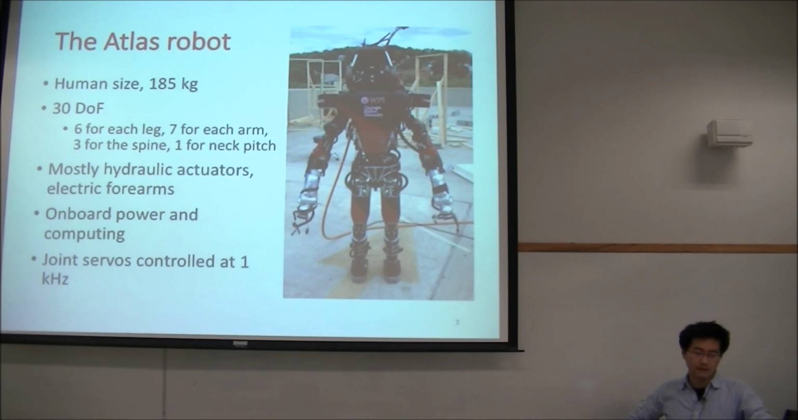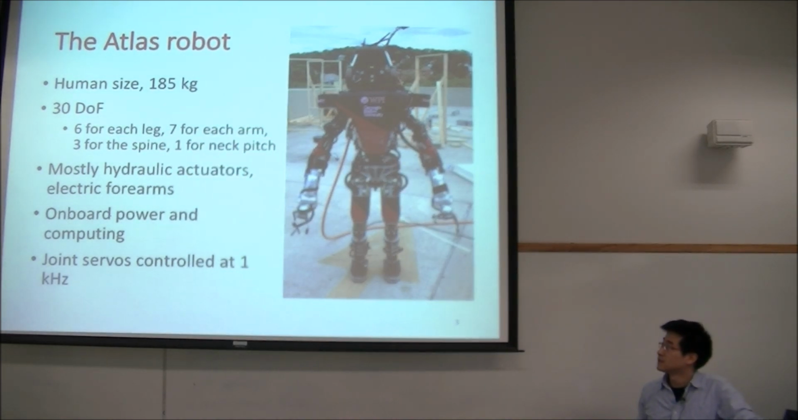So, for the DRC finals, the robot has to be completely tetherless, so it needs to carry its own power. In this case, it's a very heavy battery pack, and all the computers, all the sensing as well. In terms of the E-box or the joint level controllers, everything can be sensed and commanded at 1 kilohertz, so that's the lower level control loop frequency.